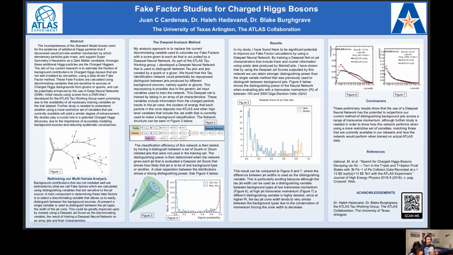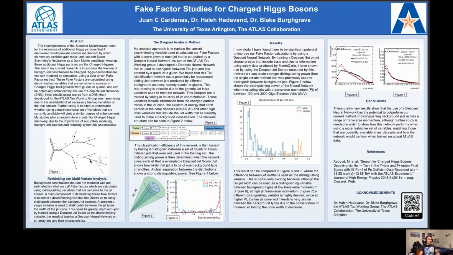Well, the charged Higgs is a hypothetical particle very similar to the Higgs boson that, if found, will provide another mechanism by which elementary particles gain their mass, as well as support supersymmetry's Neutralino as a dark matter candidate. So I and the Higgs beyond standard model group here at UTA are looking for the charged Higgs through its decay to a tau and a tau neutrino, where the tau is the heaviest cousin of the electron.